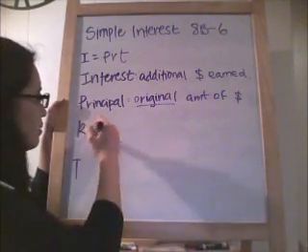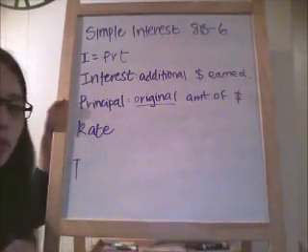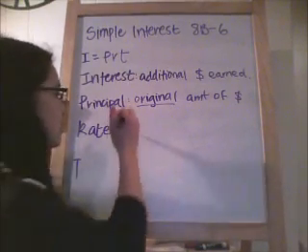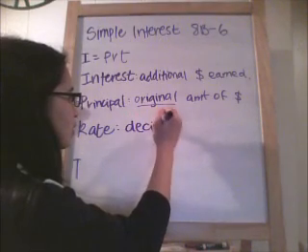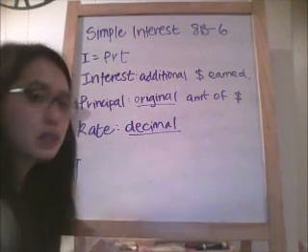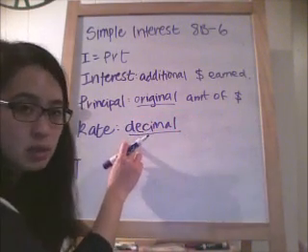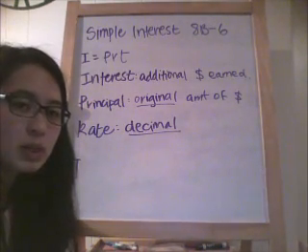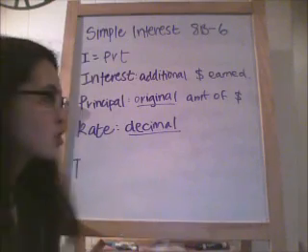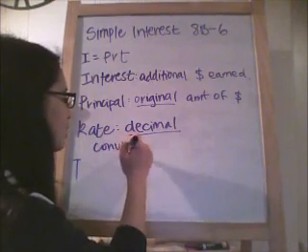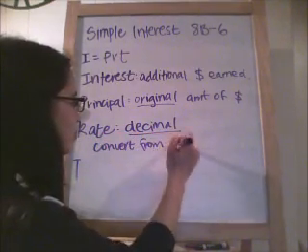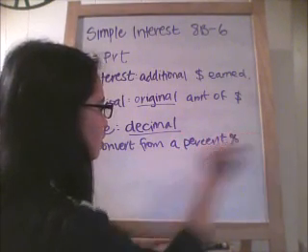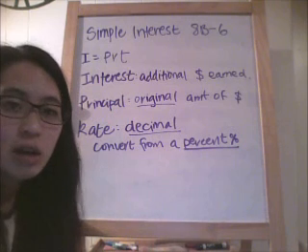R stands for the rate. So the rate at which you gain interest. And the rate must be a decimal. When you plug it into the equation, it must be a decimal. But in most problems, when they give you an interest problem, it will give it to you in a percent. So you need to convert from a percent. Now, how do we do that?